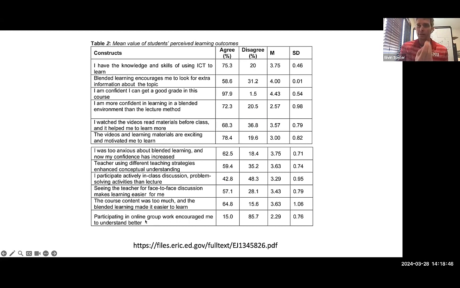Apparently there was an online group component to this, whereas typically in an online classroom it's all async. You're not doing a group online. So we can look more into this one, but I think that was probably a one-off, just a tweak of what this particular implementation of the flipped classroom was. Overall, looks pretty positive from my subjective point of view.